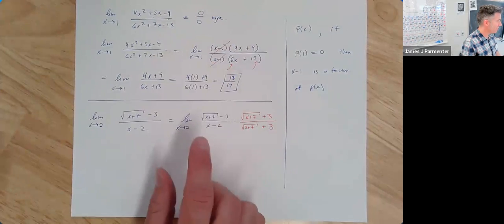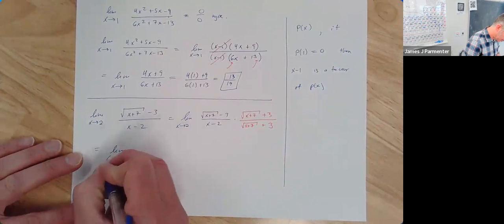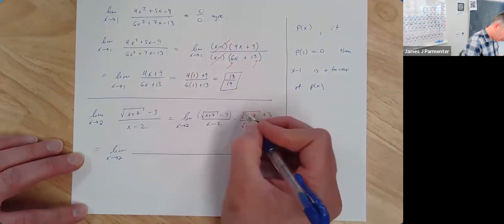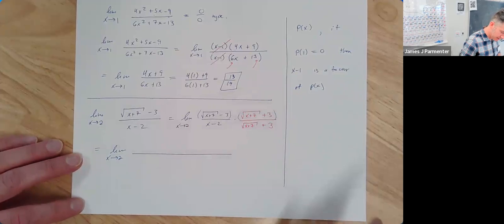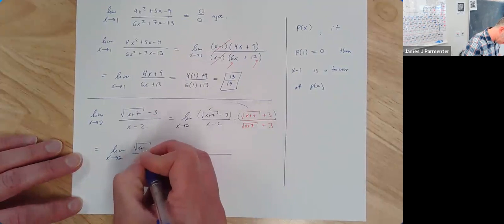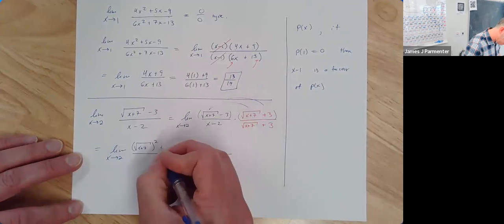When you multiply by the conjugate of a thing with a square root, look what happens. We get the limit as x approaches 2 of, so I'm going to FOIL out the top. You can totally skip this step if you know what happens. Square root of x plus 7 times square root of x plus 7 is the square root of x plus 7 squared. Square root of x plus 7 times 3.